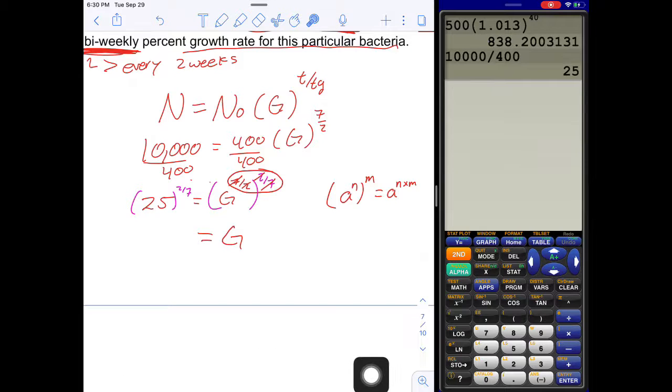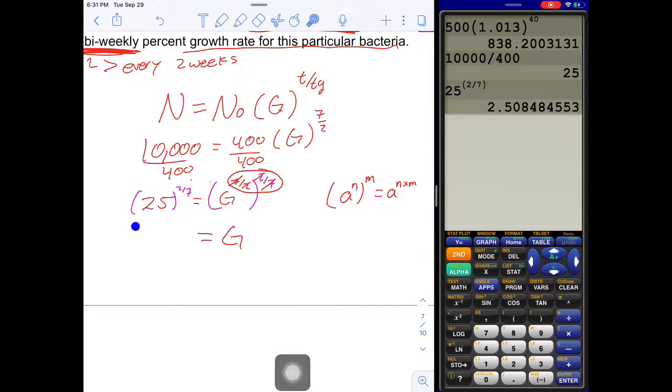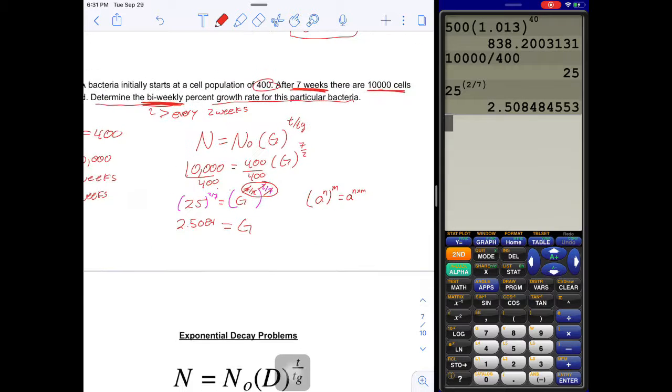So how do I plug that in my calculator? I'm going to press 25 to the power of. Some of your calculators don't put your exponent in like this. It'll just have a little arrow. If that's the case, press brackets and bracket this, 2 over 7, and then close those brackets. So you can see that now. And that's going to give us 2.5084.